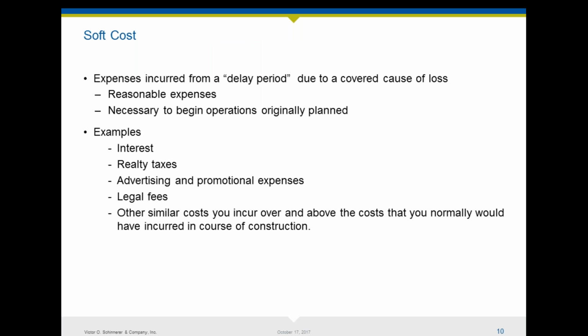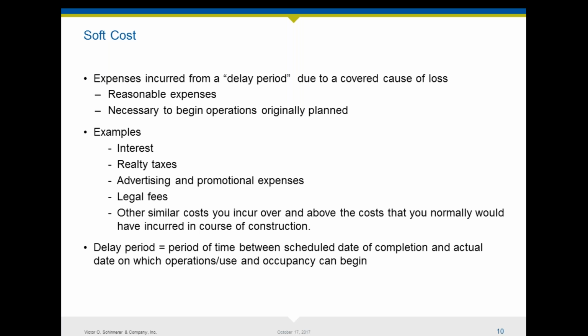Soft costs. These are expenses incurred from a delay period due to a covered loss. So these are reasonable expenses that you incurred during a delay period. Let's talk about what the delay period is. That is the time between the scheduled date of completion and the actual date on which operations or occupancy can begin. So if there was a loss and you had your scheduled completion date and that did not take place because of the loss, the delay period is the time between when it should have started and when it actually does start.